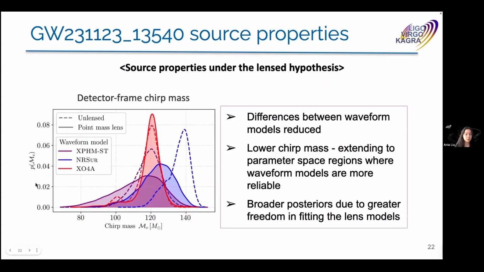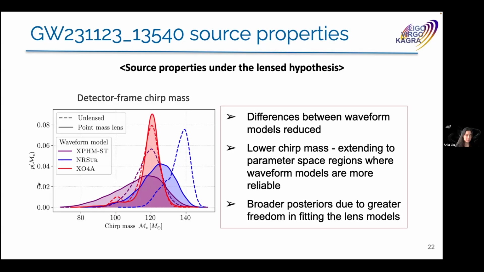Here we show the detector frame chirp mass again, now including the point mass lens results shown as filled colored contours. There are three main observations from this plot. First, the disagreement between waveform models is reduced. The lens results show better consistency between each other. Secondly, the posteriors shift towards lower chirp mass values, particularly for the blue curve, moving into regions where waveform models are more reliable. And third, the lens posteriors are broader, reflecting the additional freedom introduced by the lensing model.